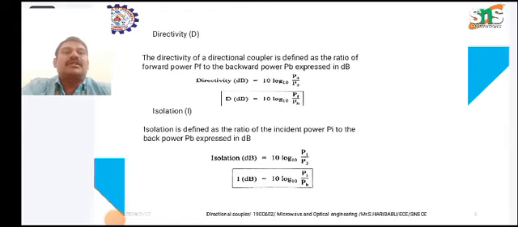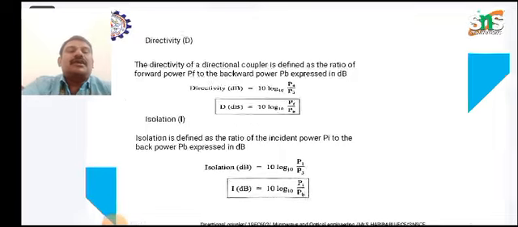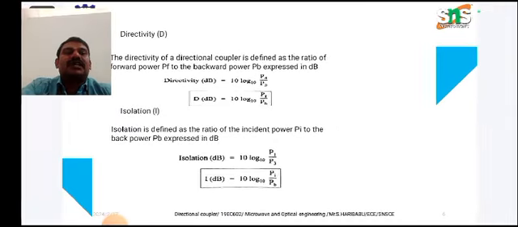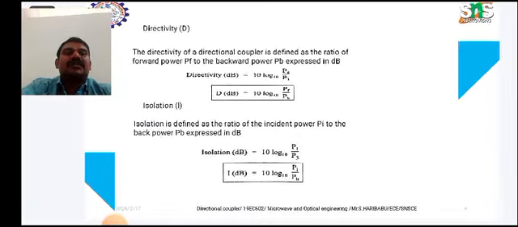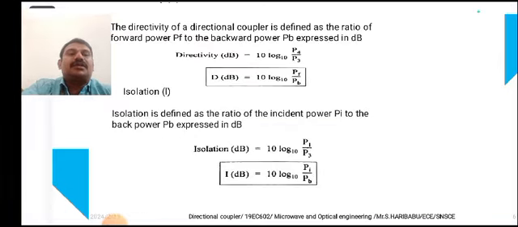Directivity of a directional coupler is defined as the ratio of forward power to the backward power Pb, expressed in dB. That is 10 log10 of P4 by P3, that is 10 log10 of Pf by Pb. Whereas isolation is defined as the ratio of incident power Pi to Pb, incident to backward. Isolation I is equal to 10 log10 of P1 by P3, that is I is equal to 10 log10 of Pi by Pb.